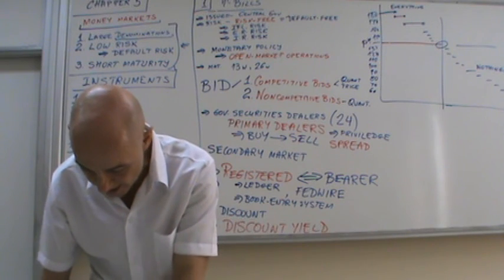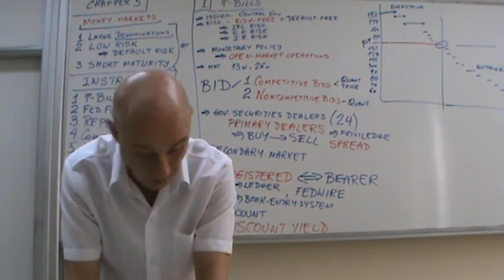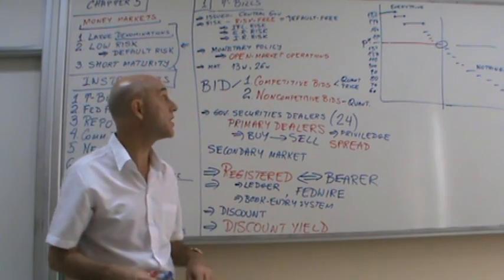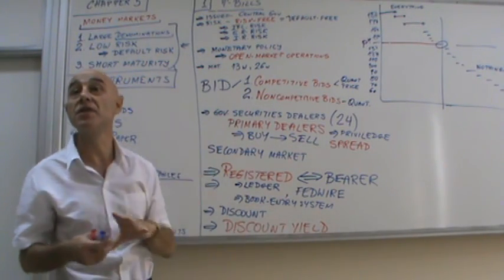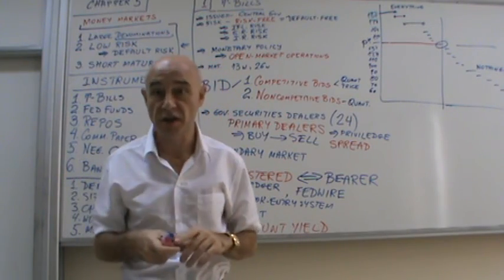Let's see what else I have to complete this section. Well, that section is completed. So number 1, T-bills, is completed. And with this we finish the lecture.